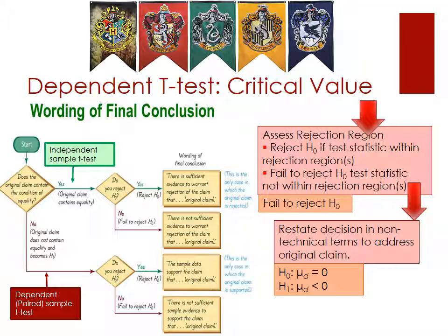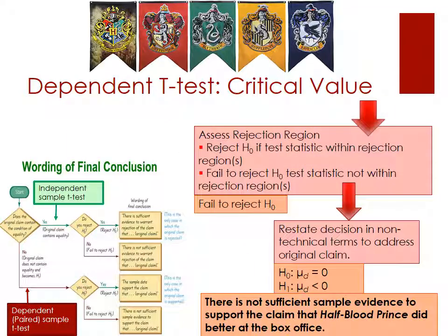So looking at that flowchart, we did not reject the null, so we failed to reject the null. That means this is our wording for restating our decision: There is not sufficient sample evidence to support the claim that the Half-Blood Prince did better at the box office. So this concludes doing a dependent t-test, critical value approach.